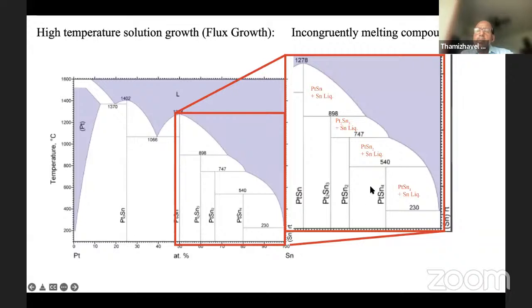And similarly, if you want to grow this platinum tin 4, you don't need to go to very high temperatures. You can go to around 800, 900 degrees centigrade and then come down very rapidly and then cool down in this region to get platinum tin 4 single crystals. So high quality platinum tin 4 single crystals can be grown by this excess tin as flux.